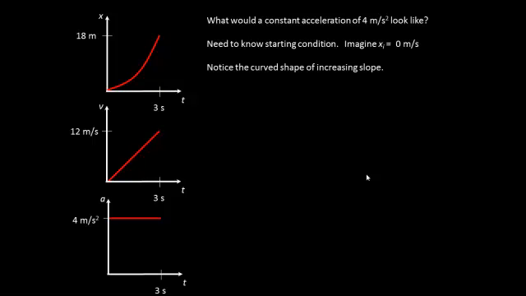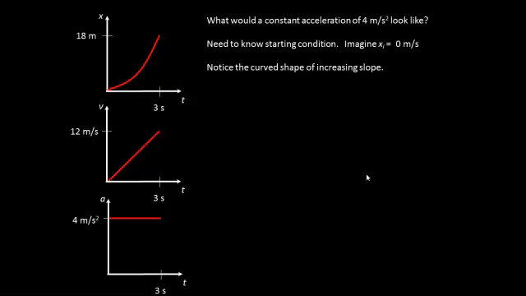So we again have a constant acceleration of 4 meters per second squared, and we want to think about what the position looks like. Just as with the velocity graph, we needed to know the initial condition, the initial velocity, to be able to graph the velocity versus time. We need to know the initial position to be able to graph the position versus time.